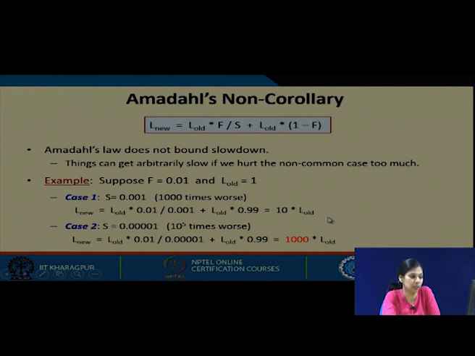So, it has worsened. And in case 2, if it is 10 to the power 5 times worse, then what is happening? Finally, we are getting 1000 times L old, which is even worse. So, we cannot make the uncommon part too much worse. If we make that uncommon part too much worse, then the situation will become bad.